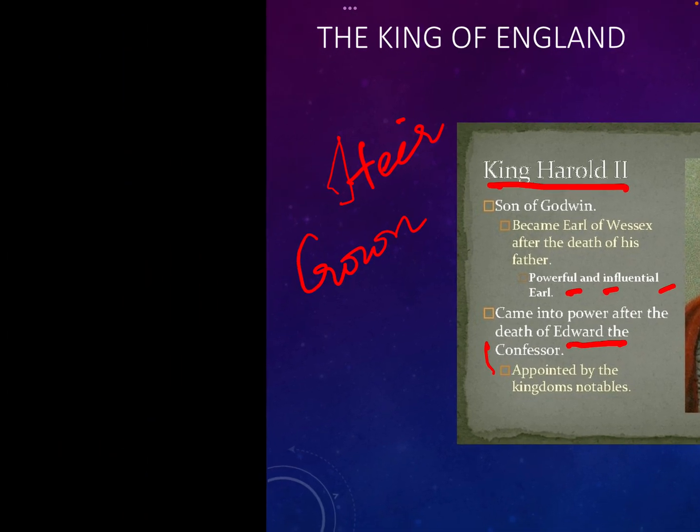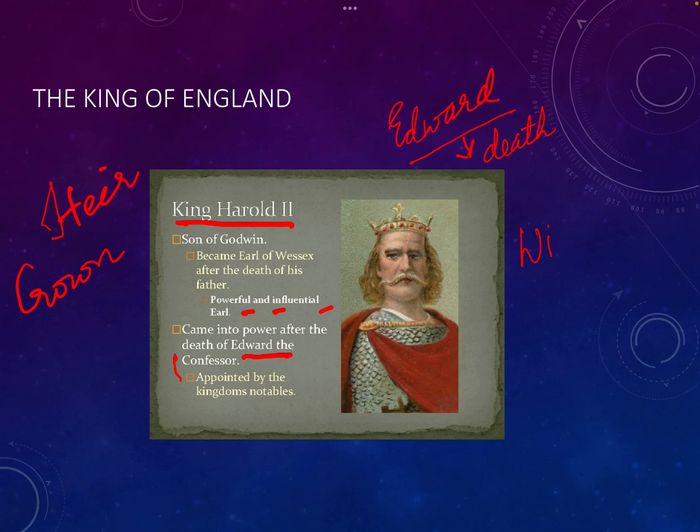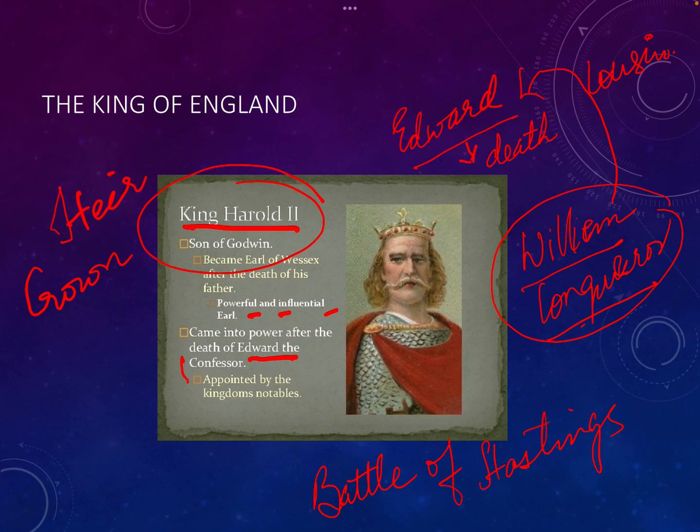Now, what happens? William the Conqueror was his cousin. To win, these two people, William the Conqueror and King Harold II, fought a battle, and that battle is known as the Battle of Hastings. And obviously, William and the Normans were the victorious people in this war. This is the main thing, that now England was being ruled by the French people.